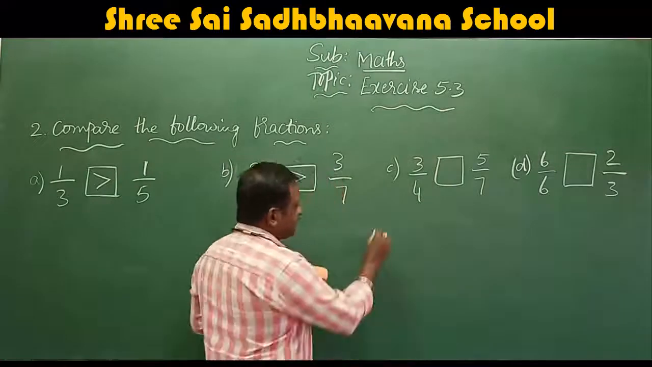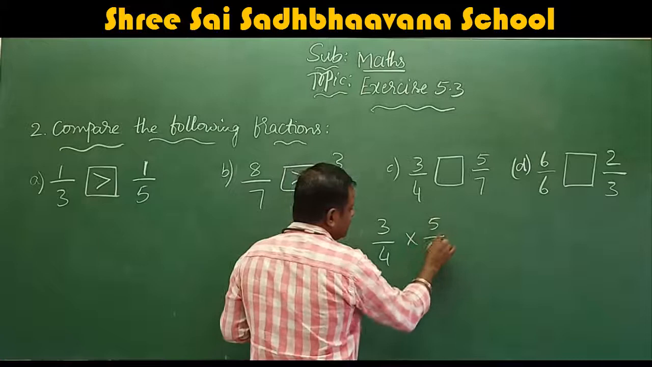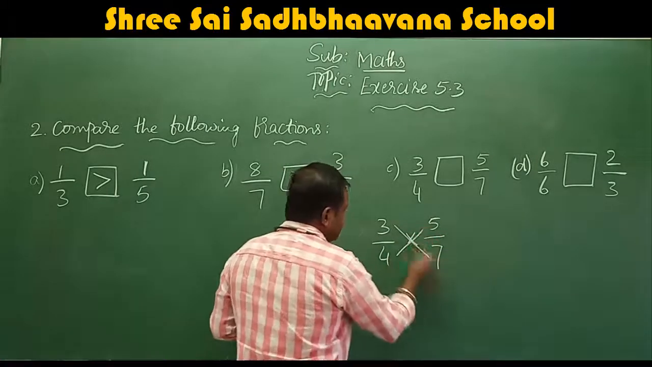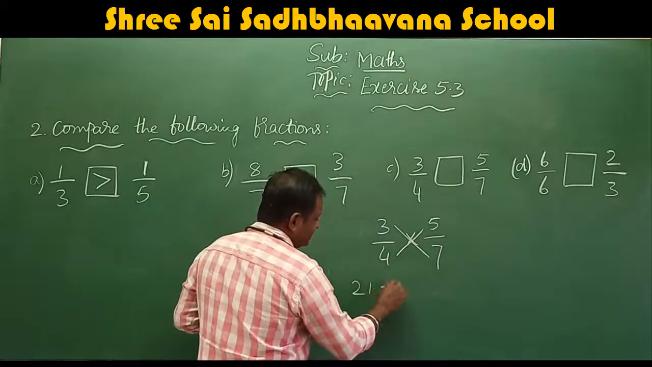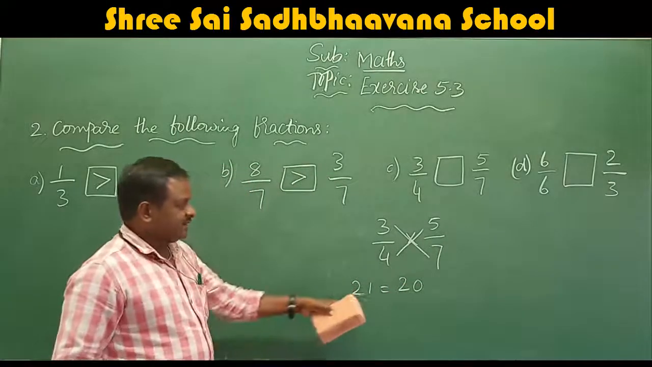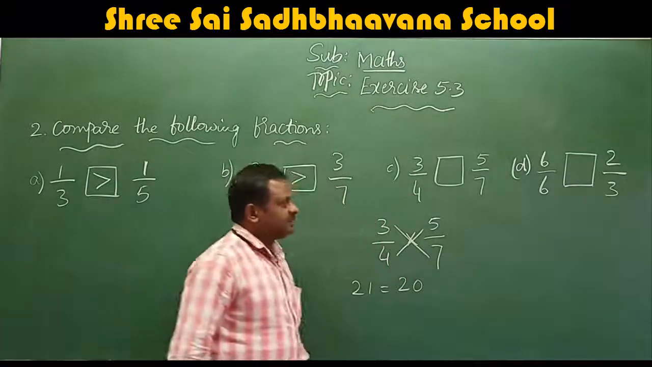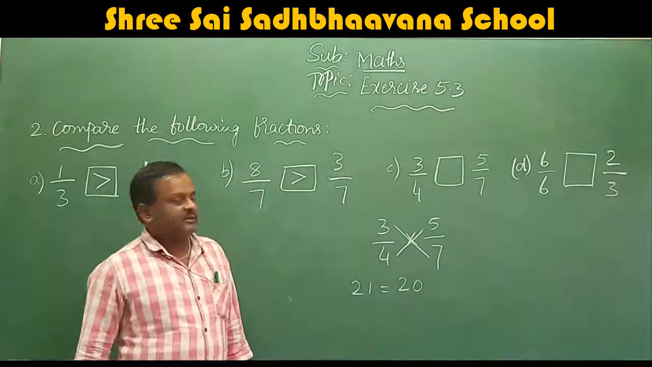Okay. When you come to here, just cross multiply 3 by 4 and 5 by 7. Cross multiply: 7 3s are 21, 4 5s are 20. So which is greater here? 21 is greater. So this 3 by 4 is greater.